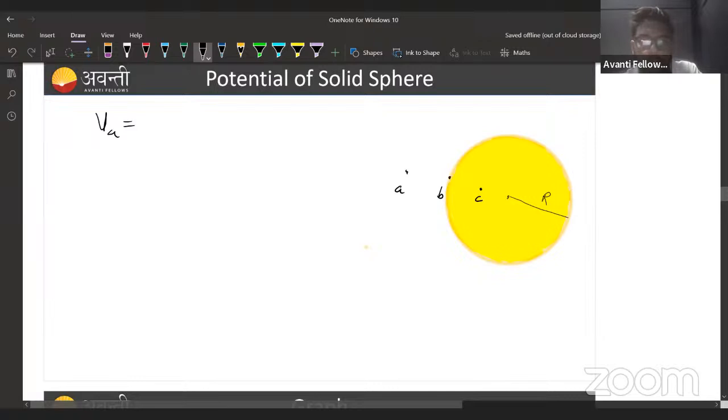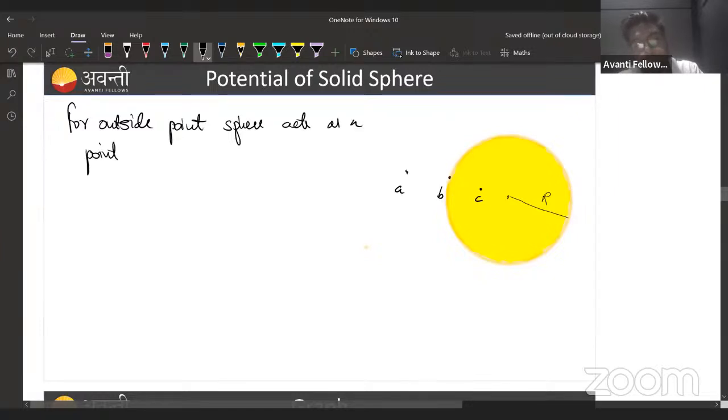For an outside point, write it down with me. Sphere acts as a point mass. For an outside point, the sphere acts as a point mass. This is very important. You have to keep it in mind. I'll just underline it.